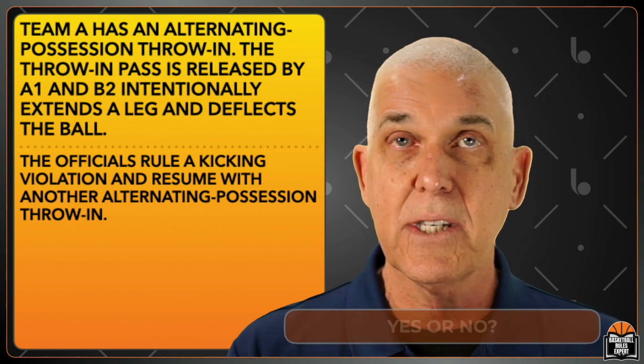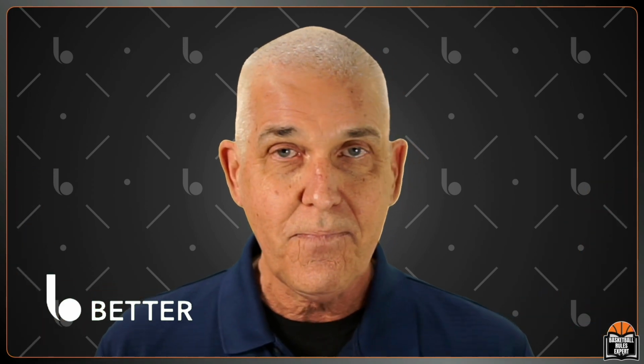Right? Alternating possession throw-in. The ball's given to the thrower, right? They release the throw-in pass. A defensive player extends a leg and kicks the throw-in pass. Not an unusual occurrence during a throw-in. Oftentimes players extend a leg, right, in an attempt to prevent the throw-in. And the officials rule a kicking violation and resume with an alternating possession throw-in, right? But something's not right here.